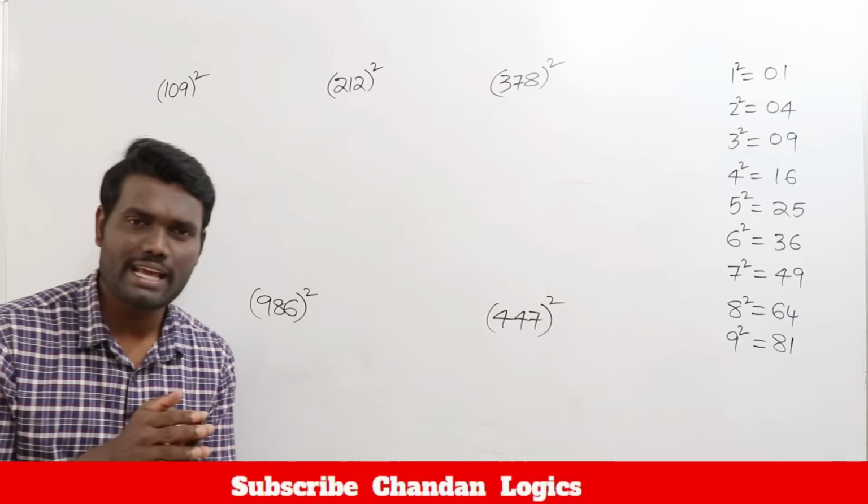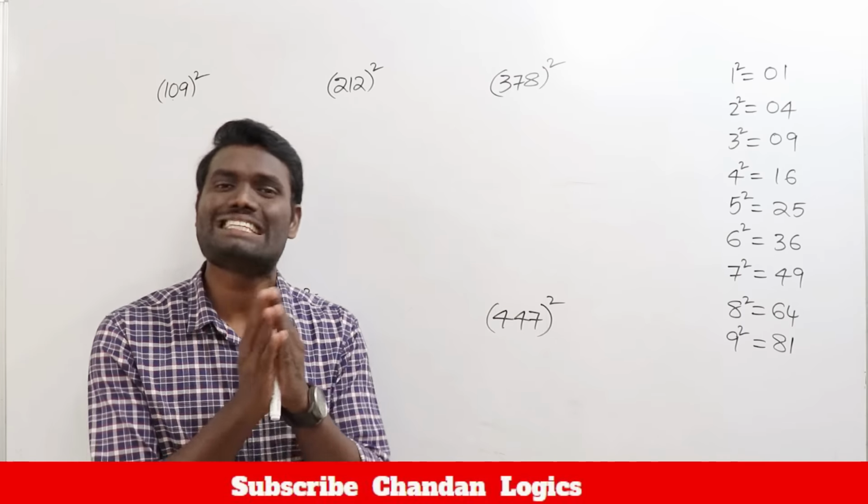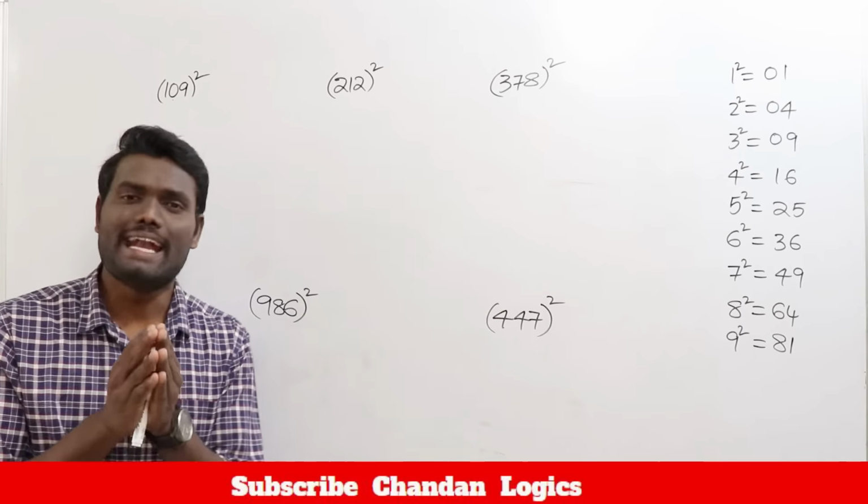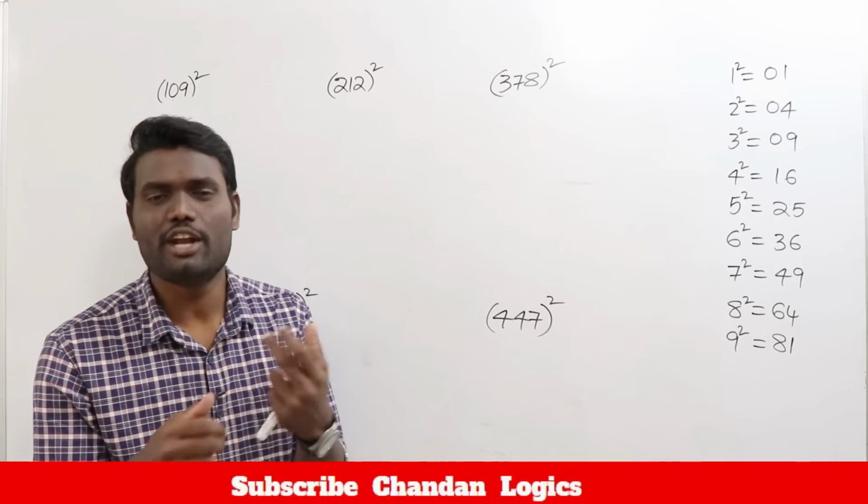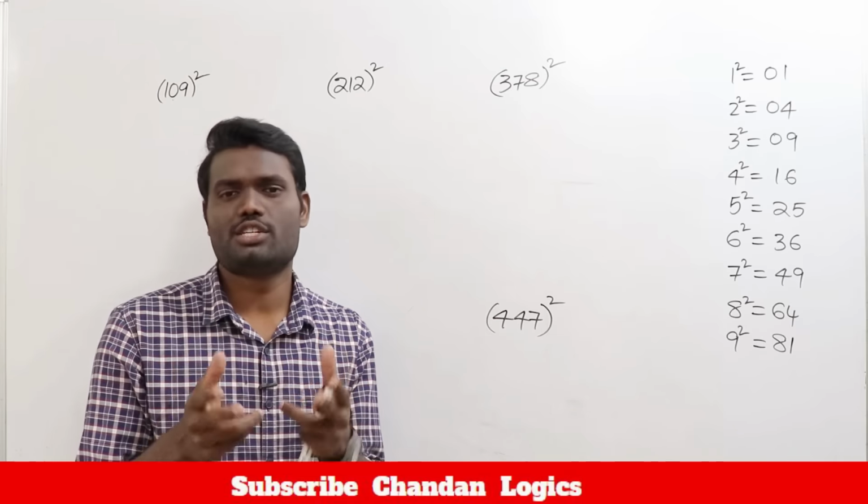What we are trying to do is, we are comfortable while multiplying with a single digit. So we are converting a double digit number or a triple digit number into a single digit number so that our calculation is going to be simple.